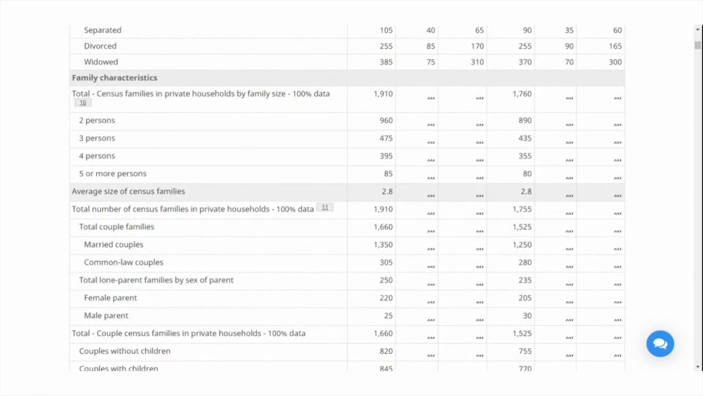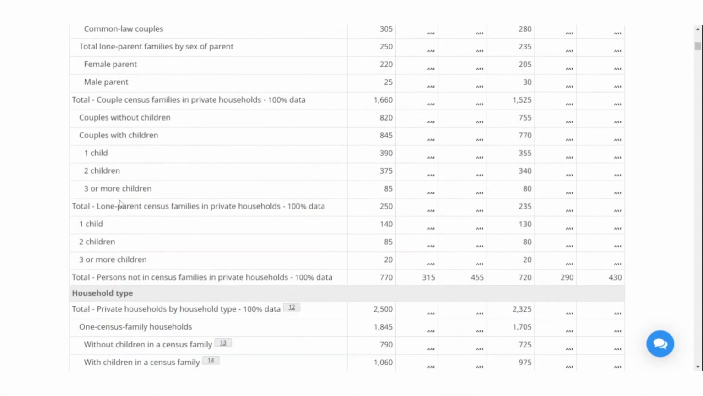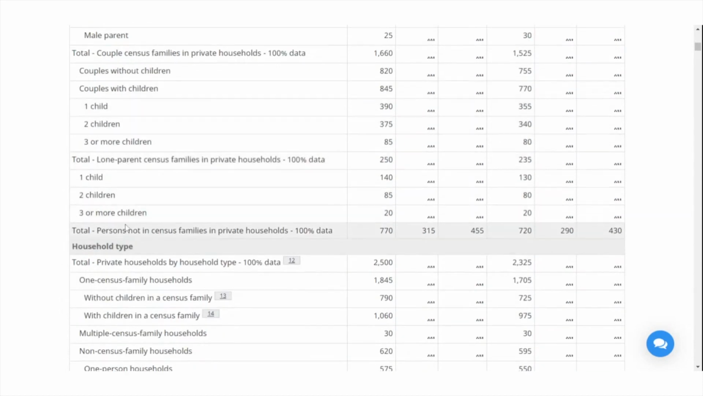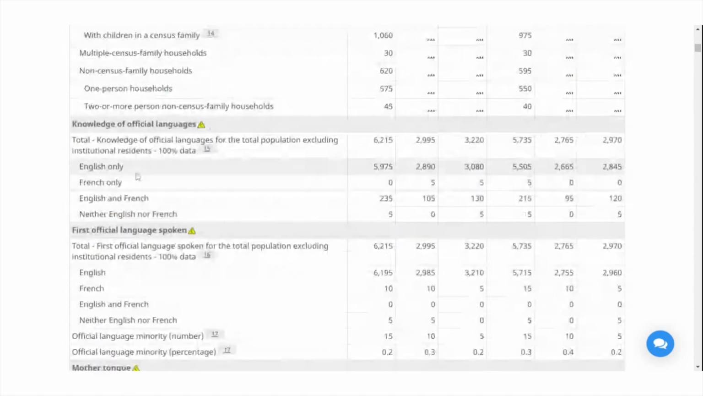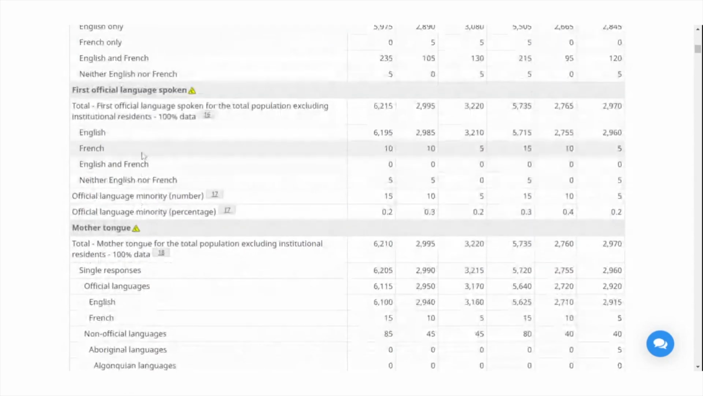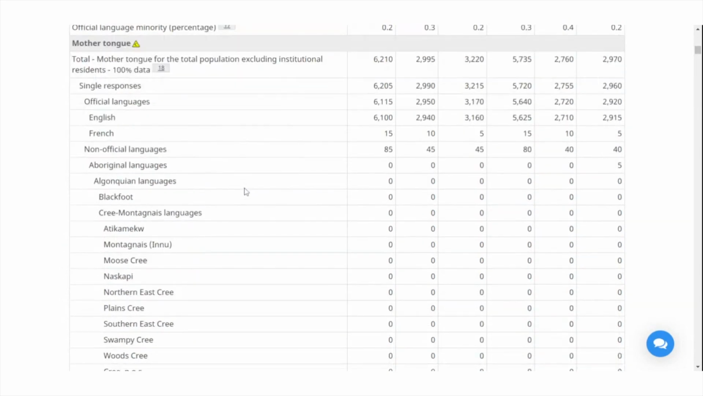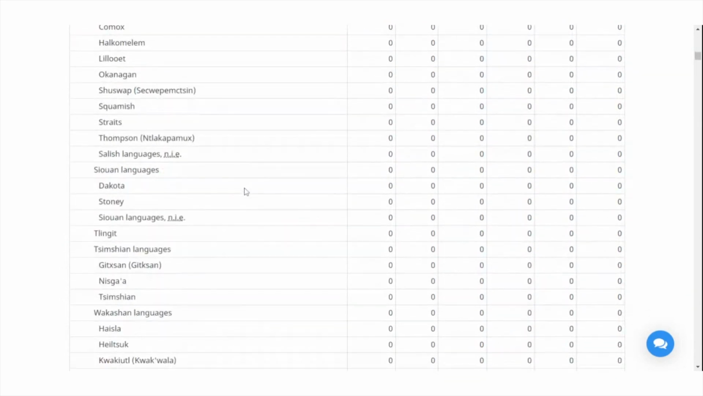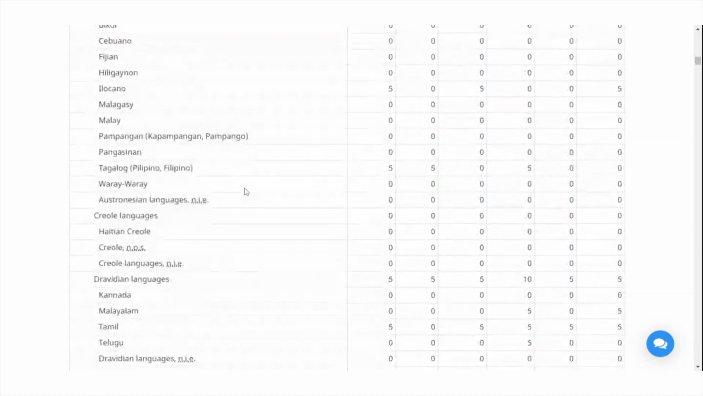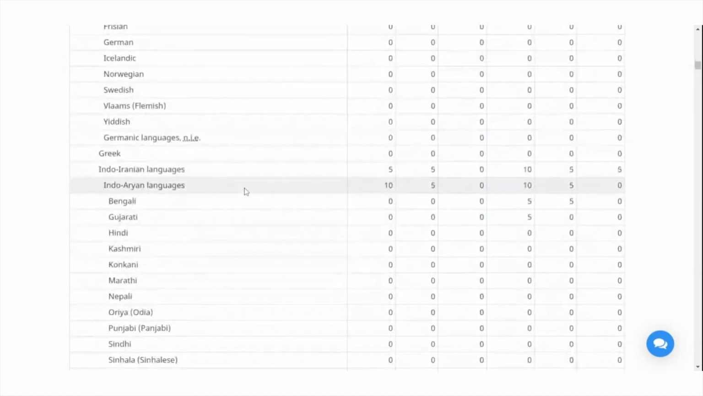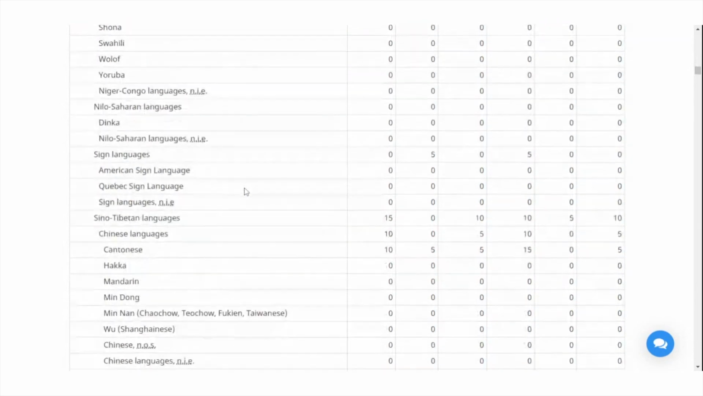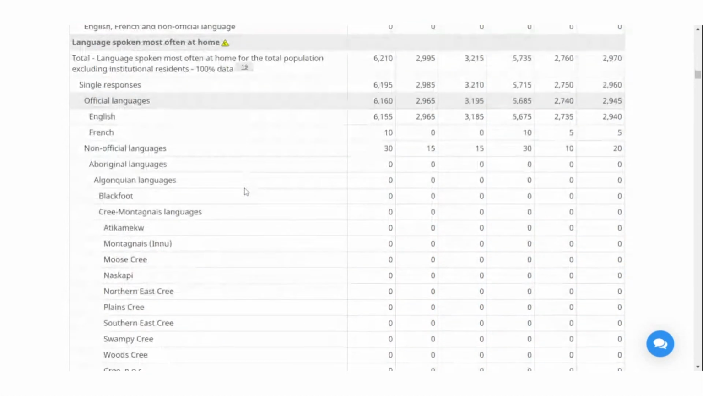It will give you family characteristics. And we're going to see that, for example, the average size of census families is 2.8. I'll come back to that in a minute. The couples per child, household type, official languages, and this is where it gets deep here. You can see that it's primarily English. Mother tongue, now this goes on and on. You notice that we're a pretty homogeneous group here.